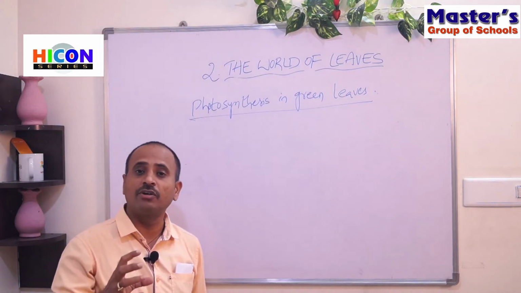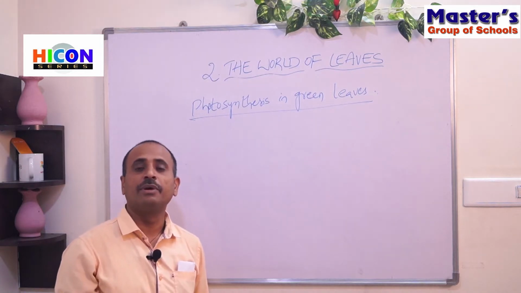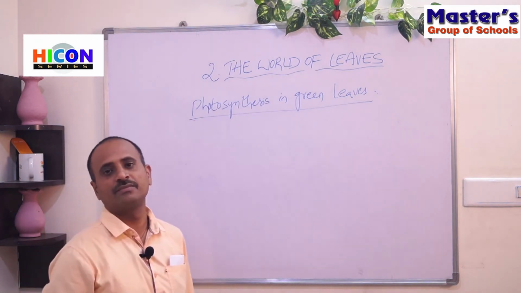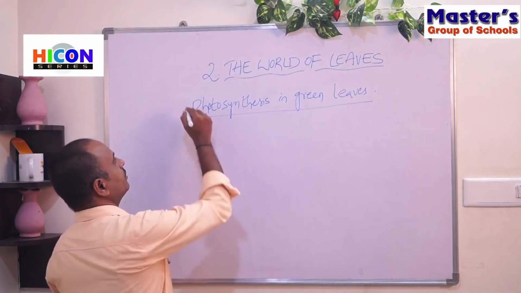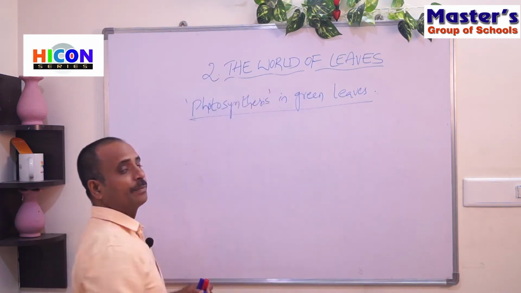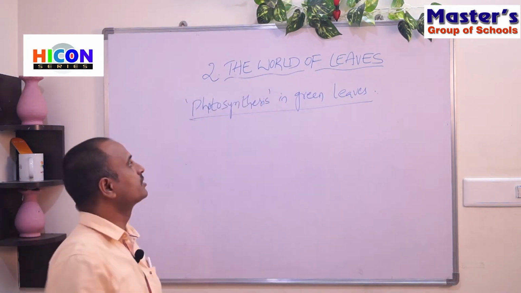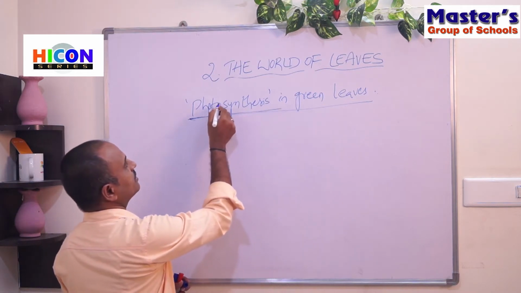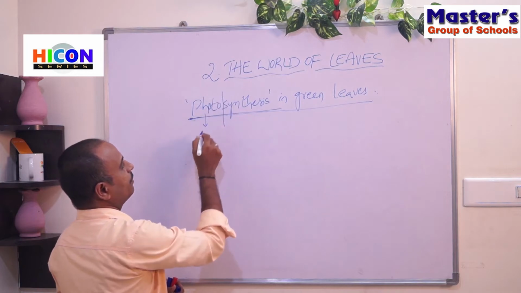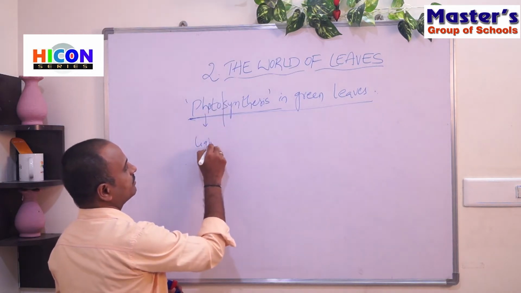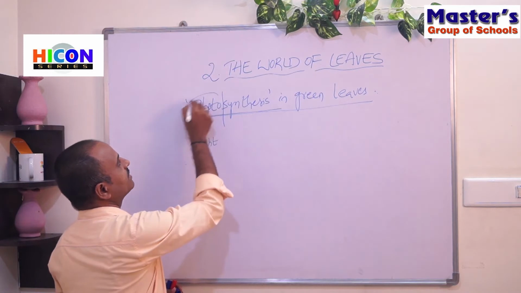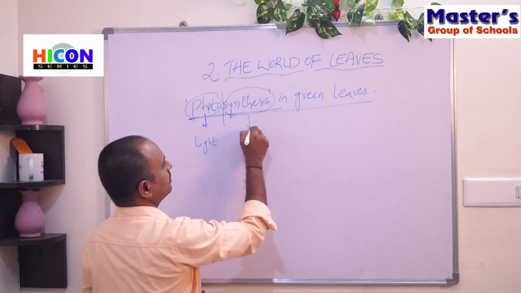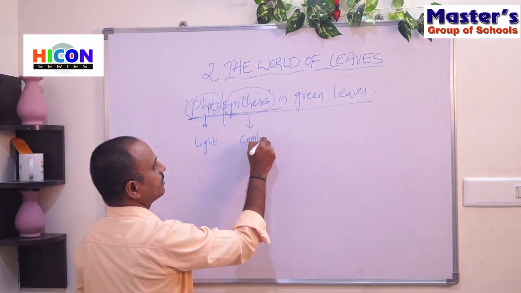The preparation of food by the leaves by using chlorophyll is called photosynthesis. So the process in which the leaves prepare their food by using chlorophyll is called photosynthesis. Here, in the word photosynthesis, the word photo means light, and the word synthesis means combination.